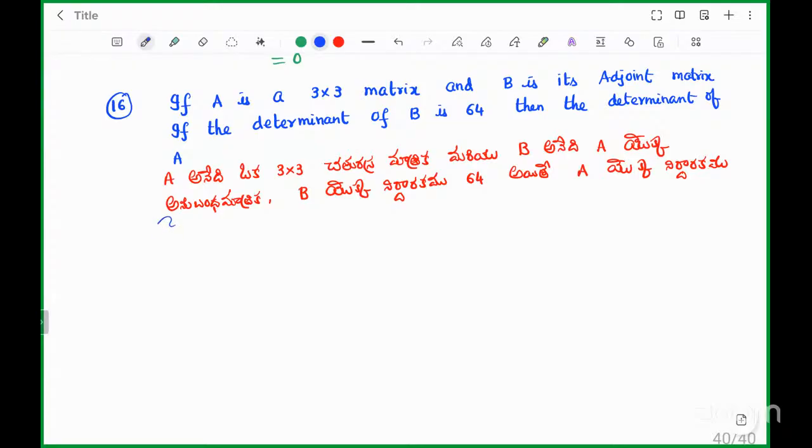Option 1 plus or minus 6, option 2 plus or minus 8, option 3 plus or minus 4, option 4 plus or minus 16. So my dear students, if you understood this problem, you can solve the problem.